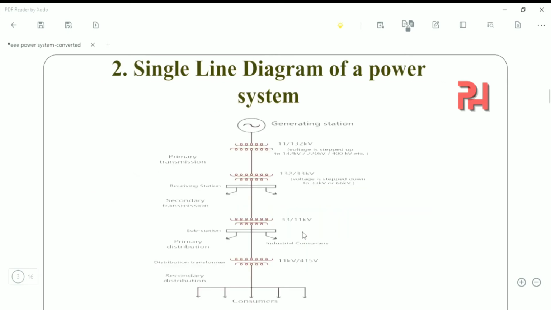Next is the single line diagram of a power system. In some interviews, they'll ask you to draw the single line diagram. This is the basic layout of a single line diagram. Now I'll just give an overview of the single line diagram.